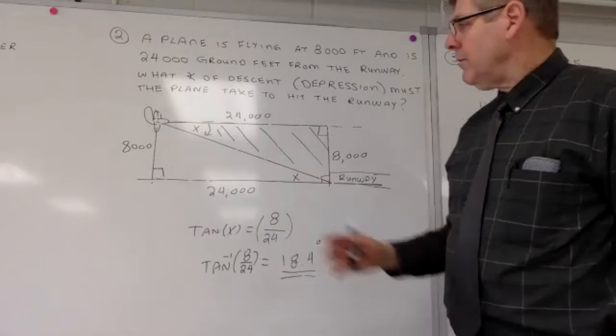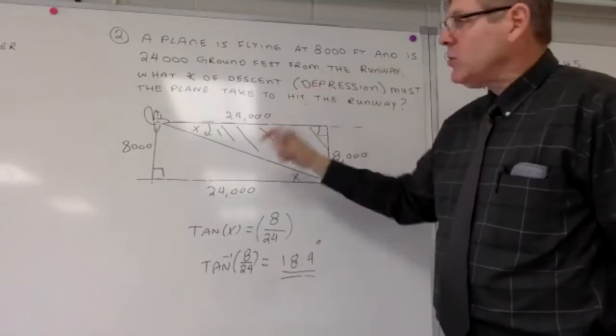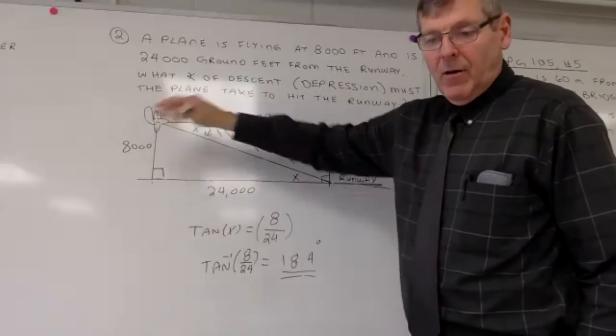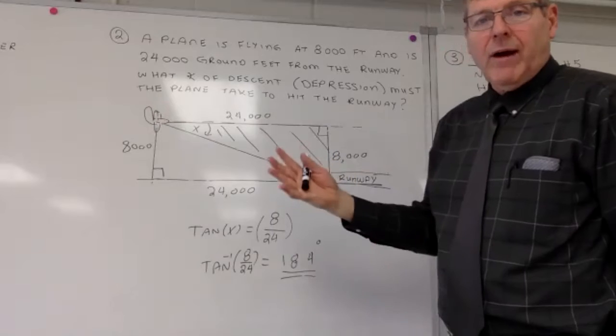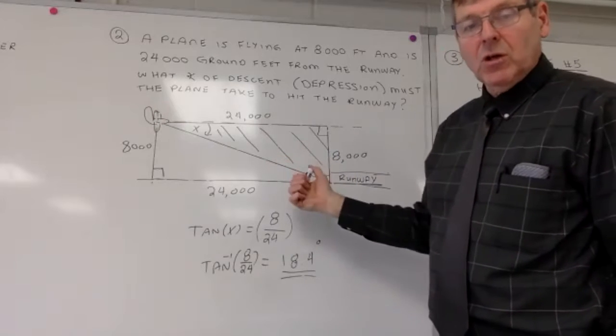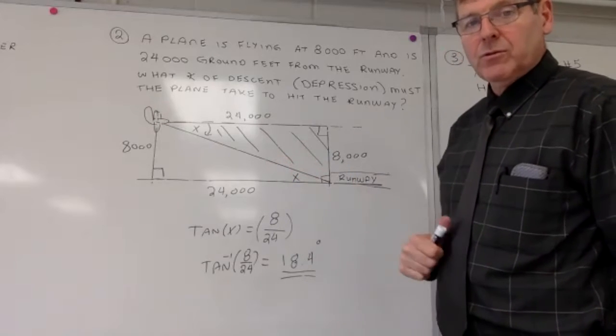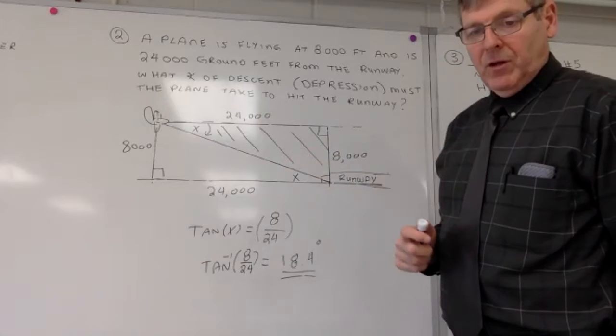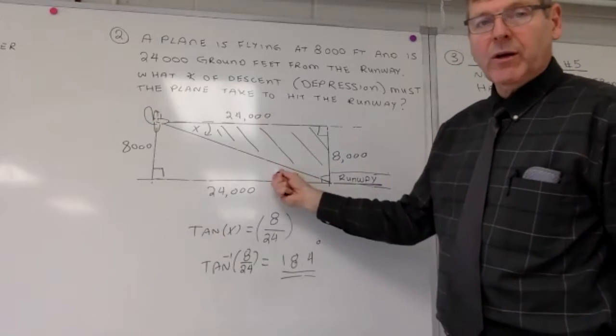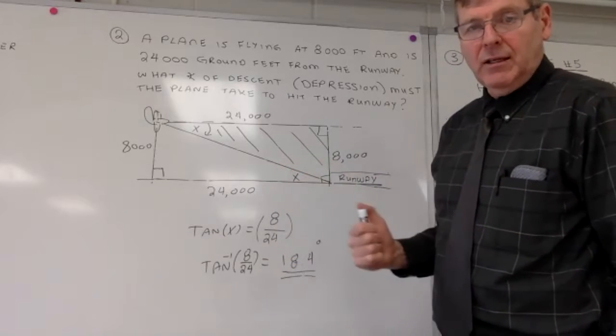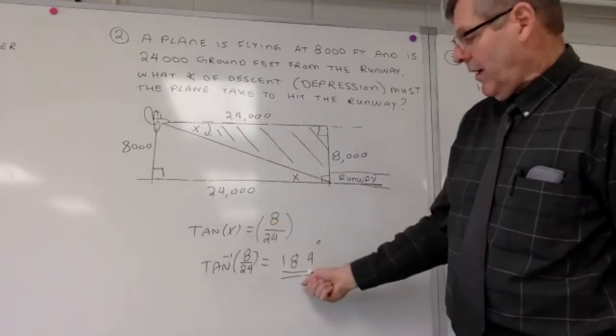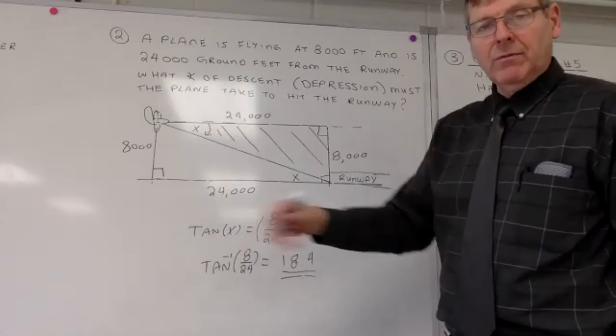Trigonometry is actually how all the instruments on the aircraft figure out things just like this. I mean, this is a good real world example of the use of trig. The airplane instruments do this much quicker than we just did. They do it instantaneously. So the pilot just says, oh, I got to do an 18.4 degree angle of descent.